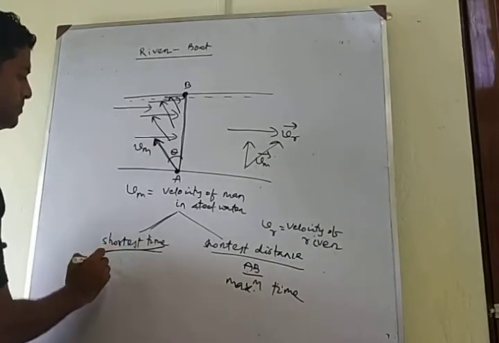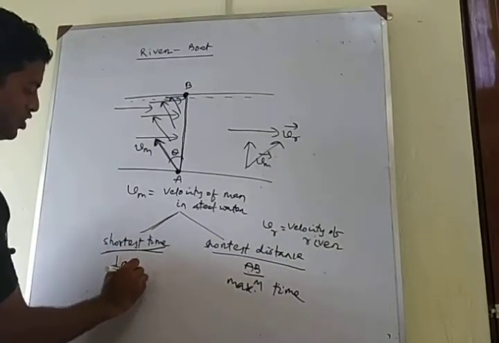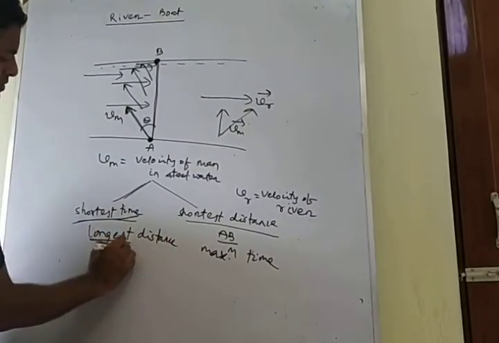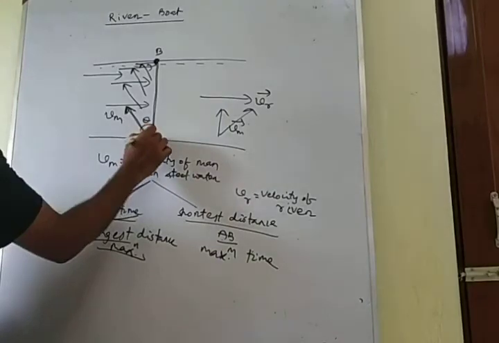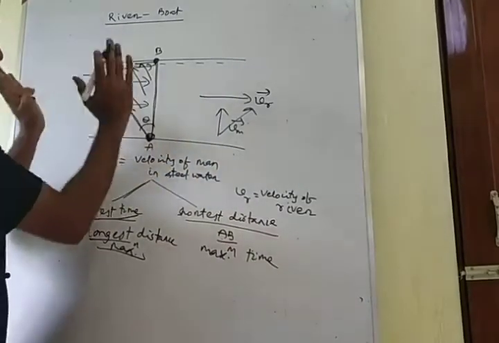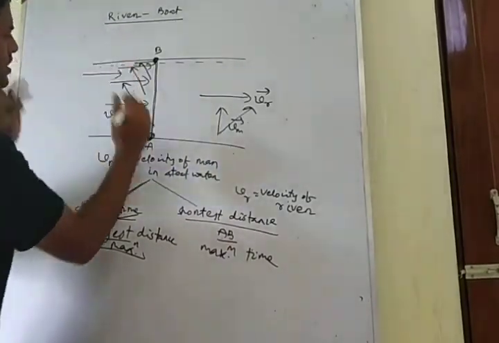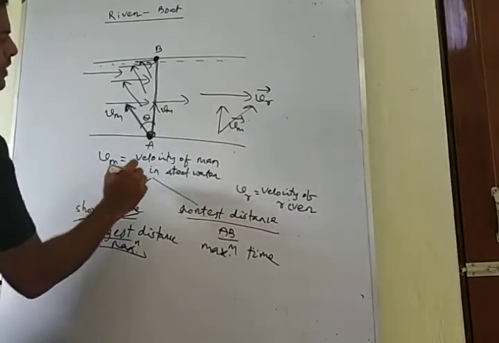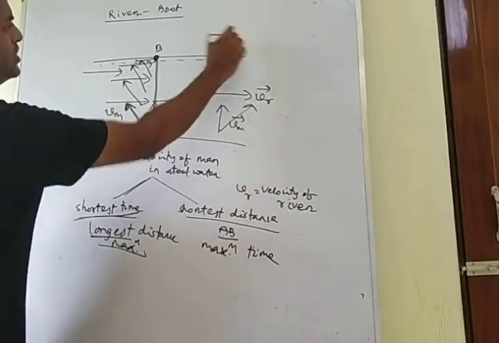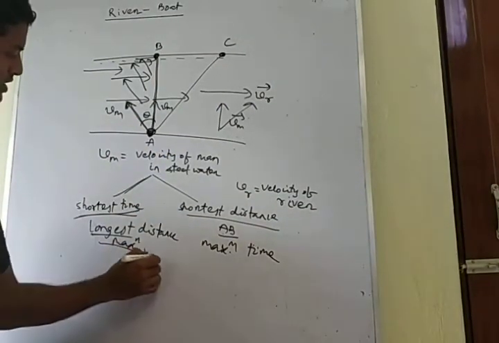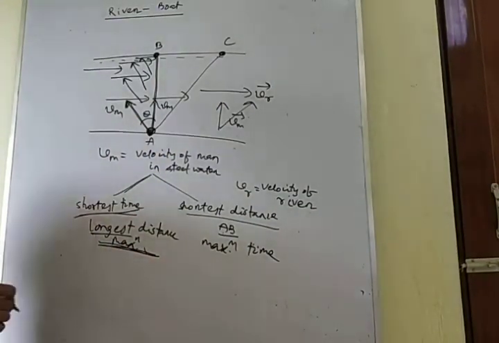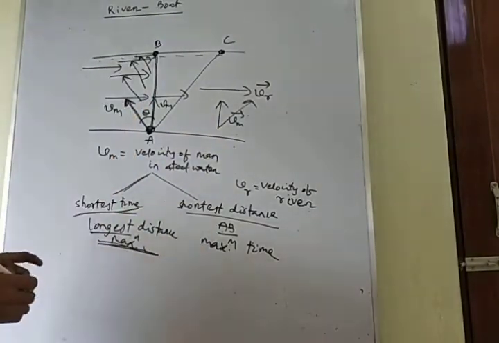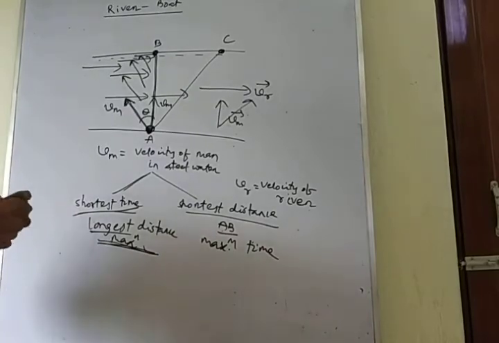Now shortest time, and here the longest distance will be covered, or you can say maximum distance. Why? If the man starts swimming as it is, suppose he is simply swimming in this direction, then water will shift him in this direction. So the man will reach here, at C. So this is the longest distance covered by the man while taking the shortest time, because he is not fighting against the water.